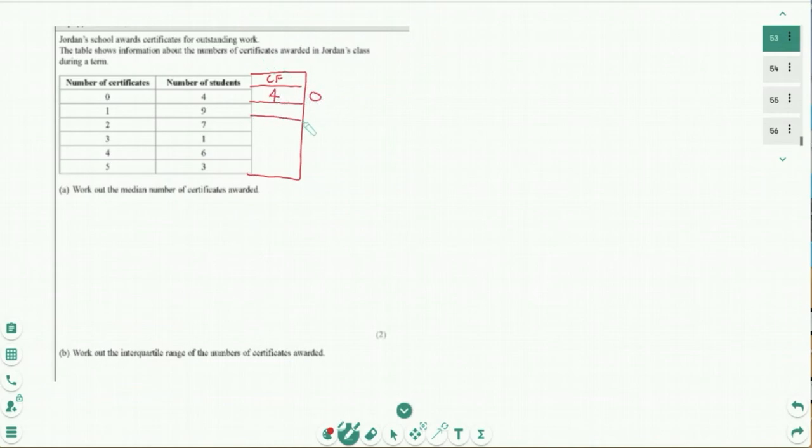Our next column is those who got between 0 and 1 certificates. So 4 plus 9 is 13. The next column is for those who got between 0 and 2 certificates. So we're going to add these numbers. So 4 plus 9 plus 7 is 20.